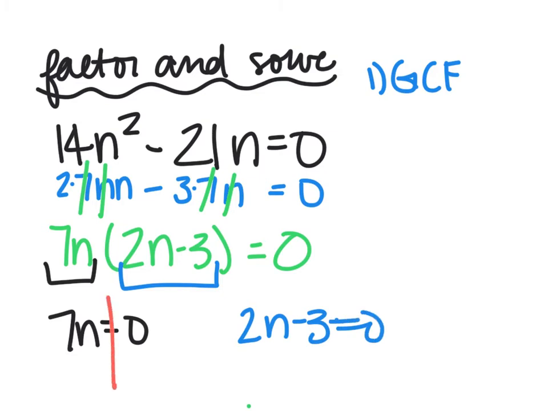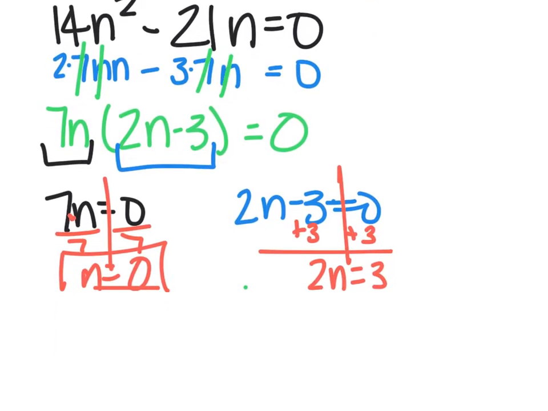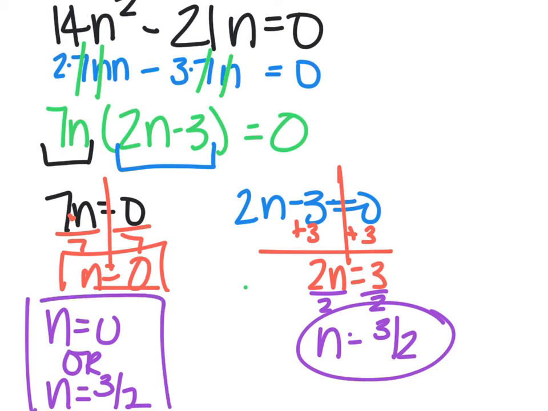So 7n equals 0. To get rid of the 7 that's multiplied, I'm going to divide both sides by 7. So n equals, well, 0 divided by 7 is 0. So that's one of my answers. So for the second one, I've got to add 3 to both sides. So I end up with 2n equals 3. So I'm going to divide both sides by 2. Divide by 2, divide by 2, n equals 3 over 2. So I'm going to end up with two answers in this problem. So n could equal 0, or n could equal 3 over 2. Either one of those is acceptable.